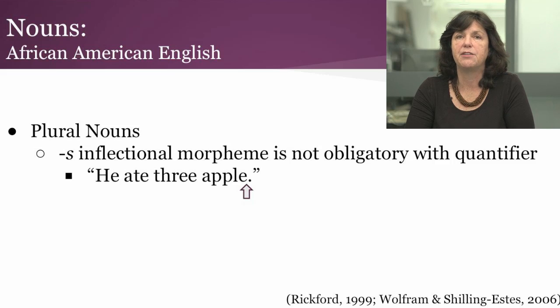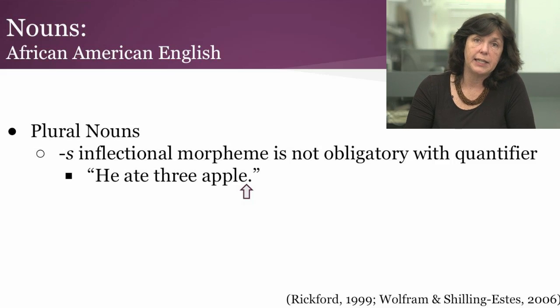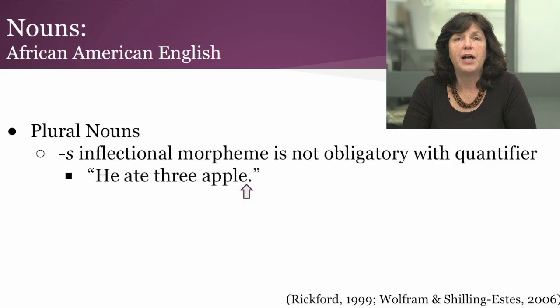In African American English, the plural s inflectional morpheme is not obligatory with a quantifier. So for example, in the phrase, he ate 3 apples, the quantifier 3 indicates that there are multiple apples. Therefore, inclusion of the s inflectional morpheme would be redundant in indicating that there are many apples. It's therefore non-obligatory in African American English. So an utterance like, he ate 3 apples, is grammatically correct in African American English.